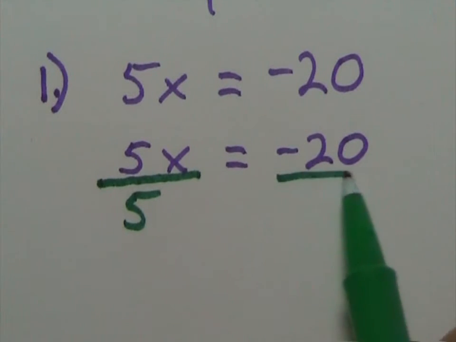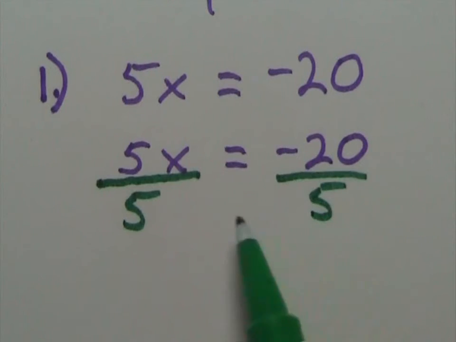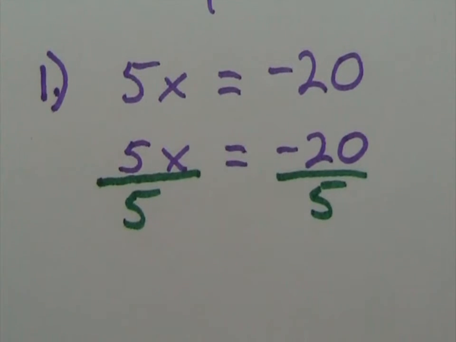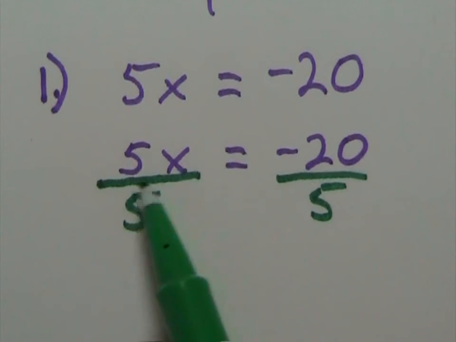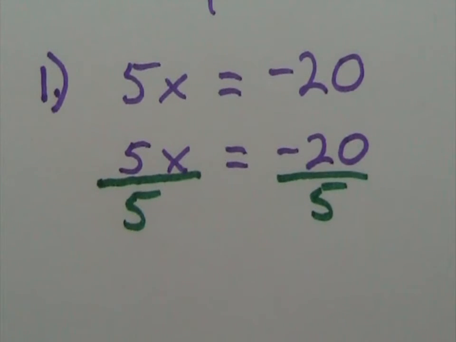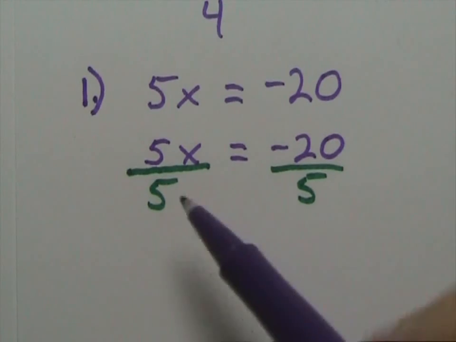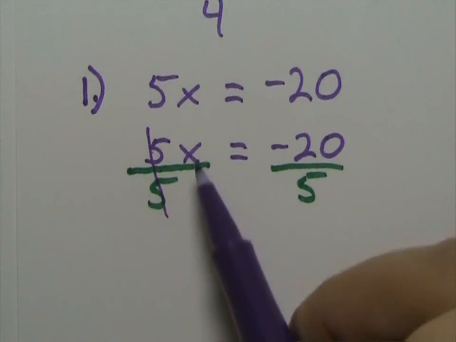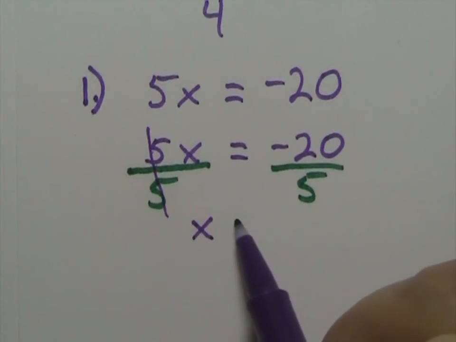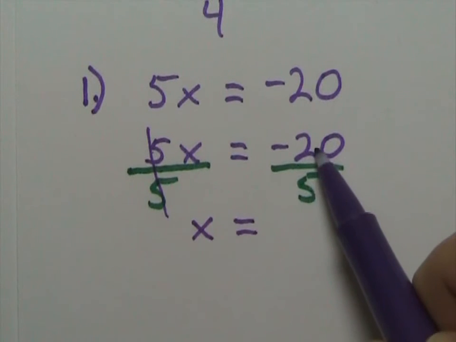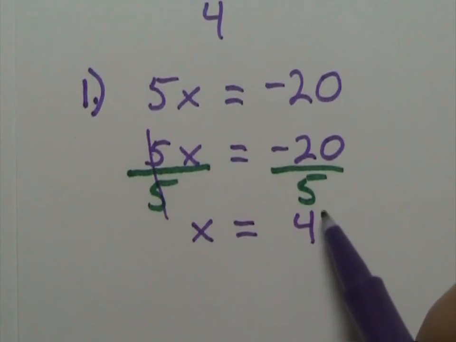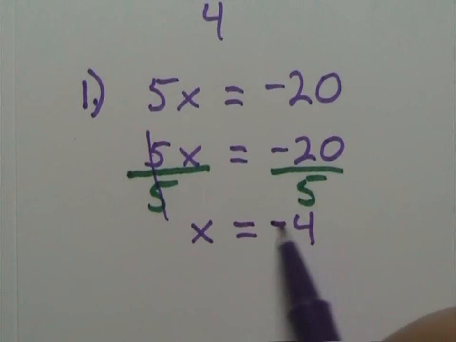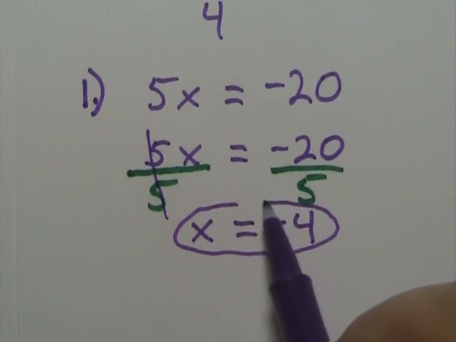So over here, I have to do the same thing. Divide by 5. Remember, what you do to one side, you have to do the other. This is 5 times, so I divide by 5. So this cancels out because that's just 1. 5 divided by 5 is 1. And you're left with x equals, and 5 goes into 20 4 times, and there's 1 negative, so it's negative 4. And there's your answer.